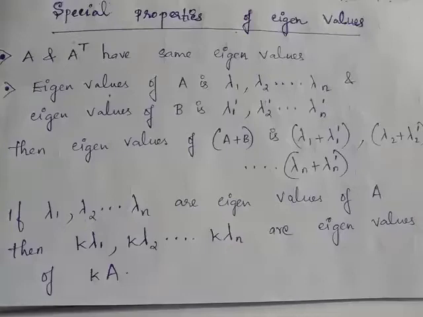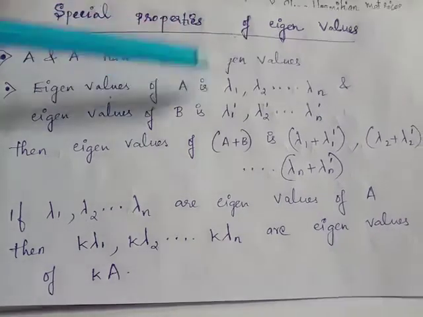Let us discuss a few special properties of eigenvalues. If A is a square matrix, then the transpose of the matrix A also has the same eigenvalues as that of A. Next property says that if A is a square matrix having eigenvalues lambda 1, lambda 2, etc.